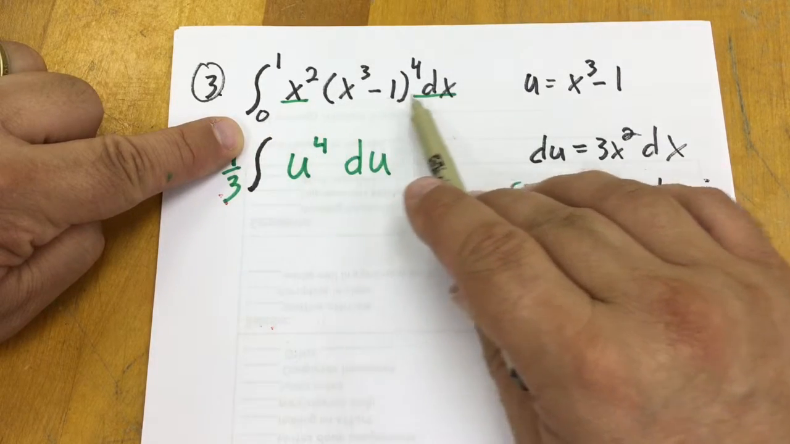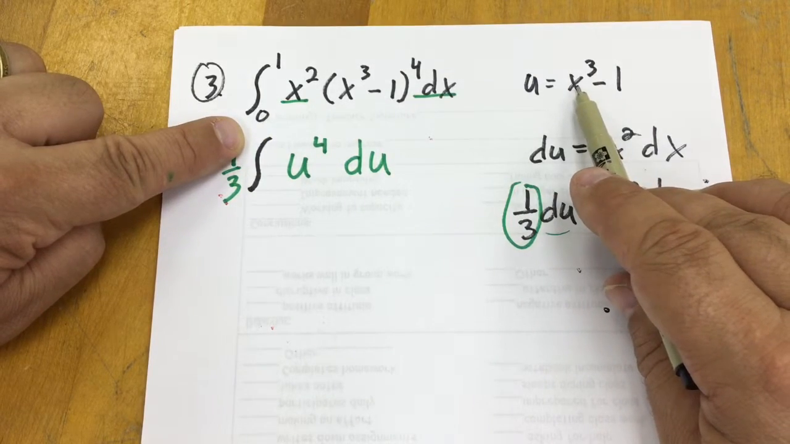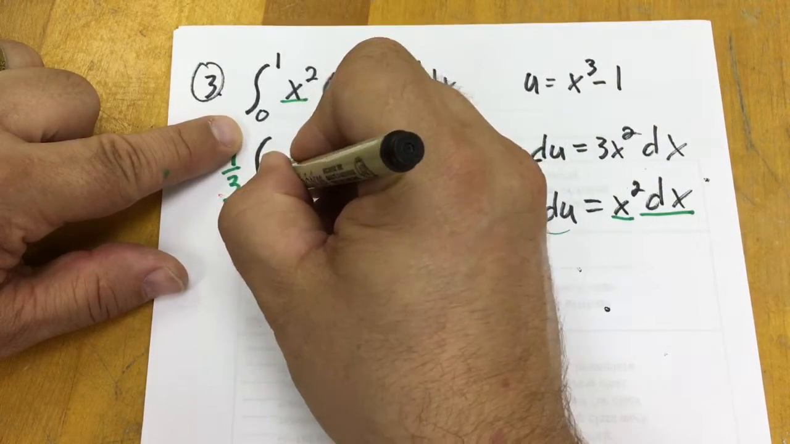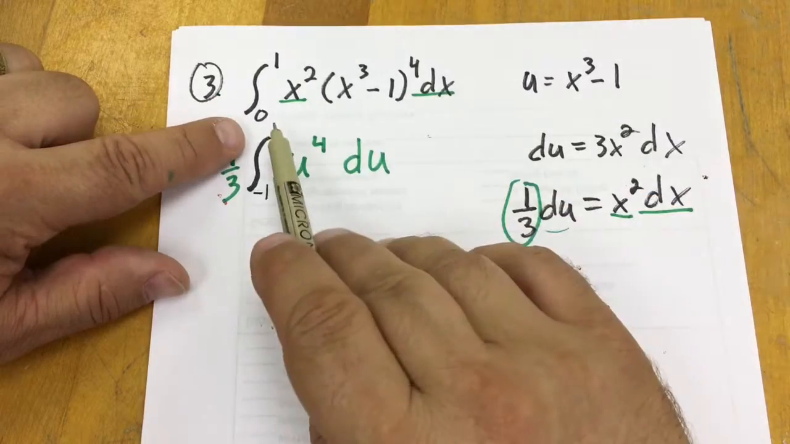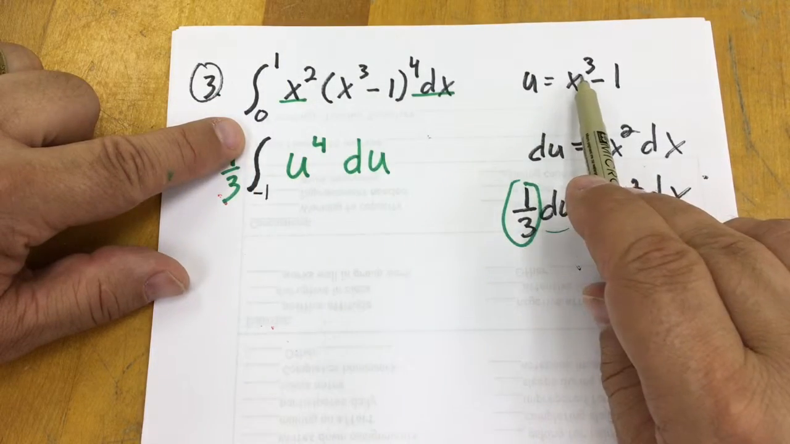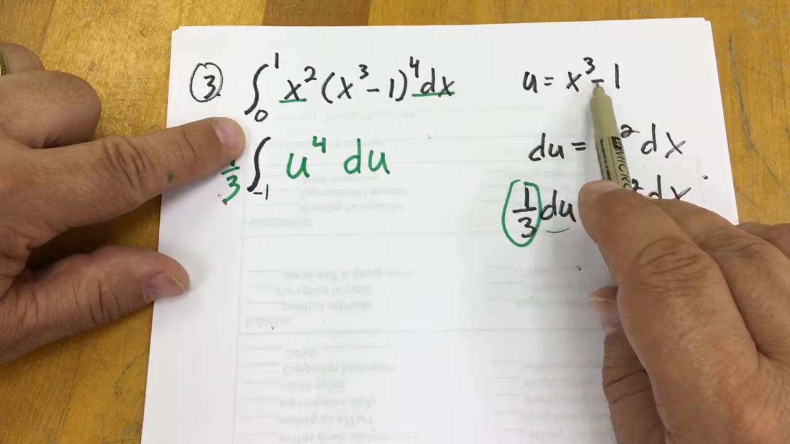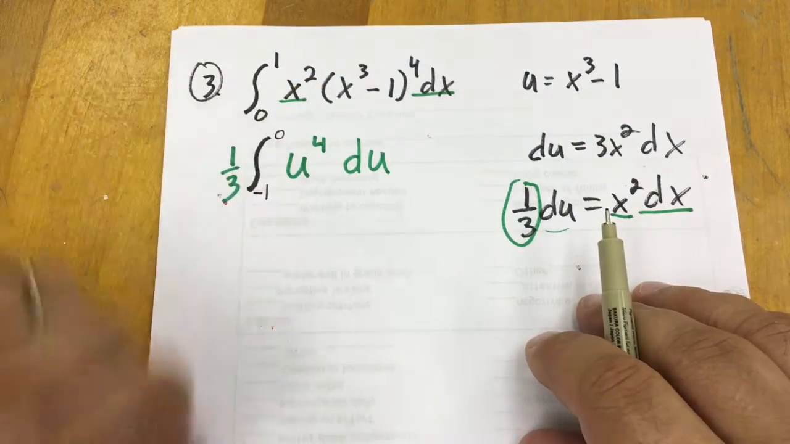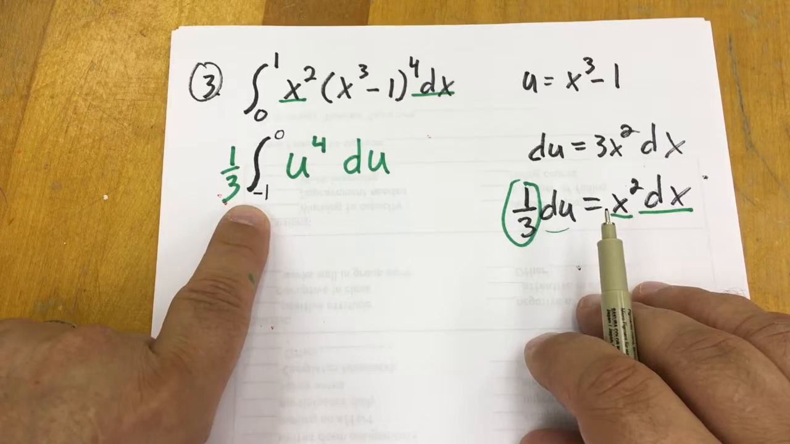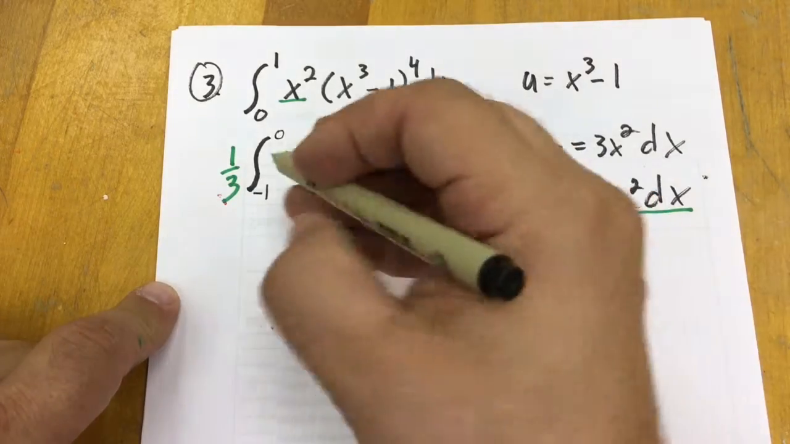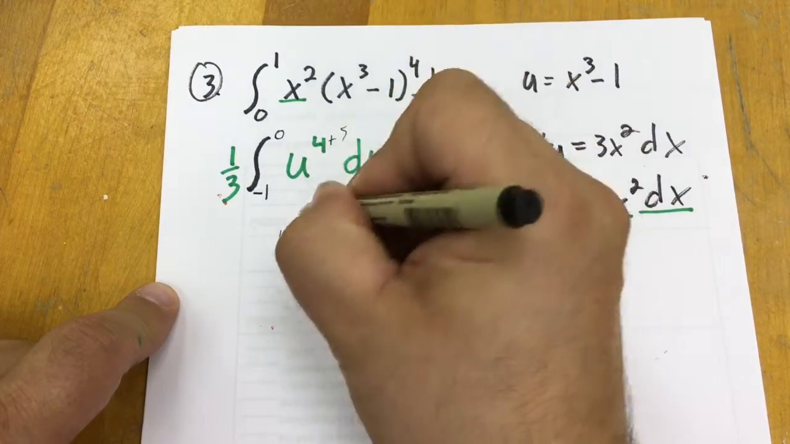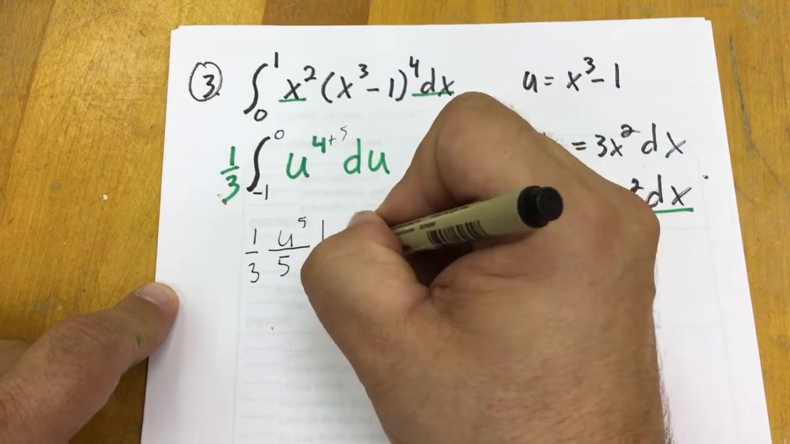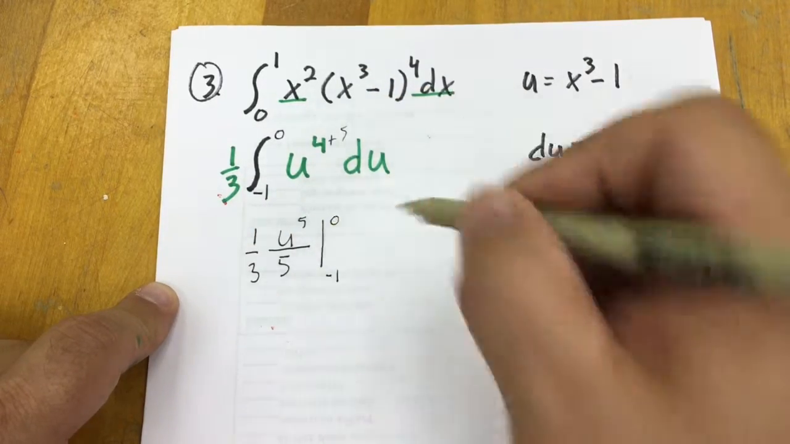So I take that 0 and I throw it over there. For x, 0 cubed is 0 minus 1. So that's going to give me a new integral from -1 to, let me put the 1 in, 1 cubed is 1 minus 1 is 0. Now I'm going to evaluate this definite integral in terms of the new interval. So u to the fifth, I add 1, divided by 5, but don't forget I have the 1/3 out front, on the interval from -1 to 0.